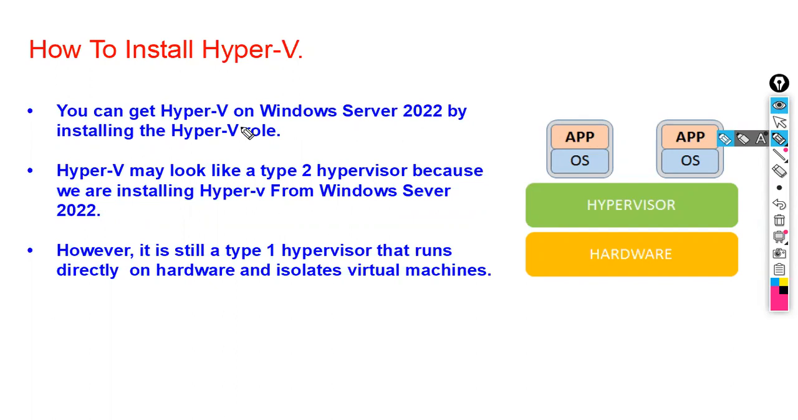You can get Hyper-V on Windows Server 2022 by installing the hypervisor role. You will get one hypervisor role in Windows Server 2022, you install that role and you get the hypervisor. Hyper-V may look like a Type 2 hypervisor because we are installing it from Windows Server 2022. But it is a Type 1 hypervisor that runs directly on hardware and isolates the virtual machines, even though we install it from the Windows Server operating system.